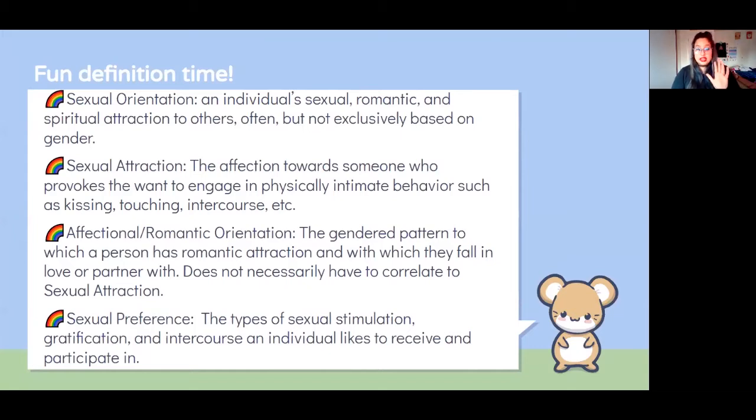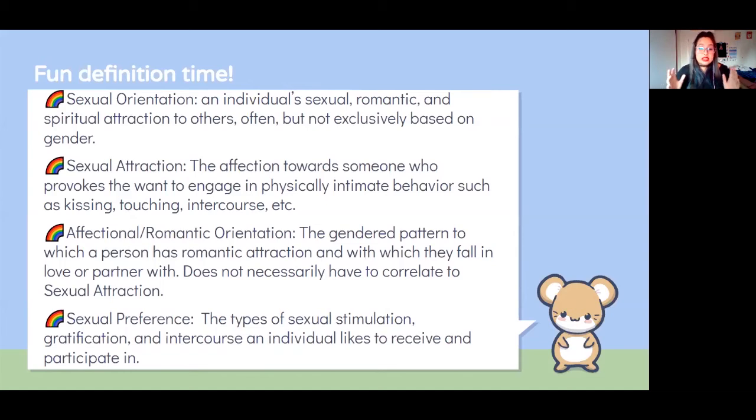And sexual orientation can actually fall into subcategories. So, first, we have sexual attraction, which is the affection towards someone who provokes the want to engage in physically intimate behavior, such as kissing, touching, and intercourse. Put in simple terms, sexual attraction is the people that you want to have sex with, people that you want to feel good with. And then there's also affectional or romantic orientation, which is the gendered pattern to which a person has romantic attraction and with which they fall in love or partner with, does not necessarily have to correlate with sexual attraction. So, what I mean by this, your romantic orientation can differ from your sexual orientation.